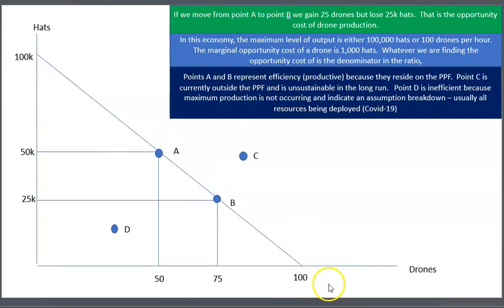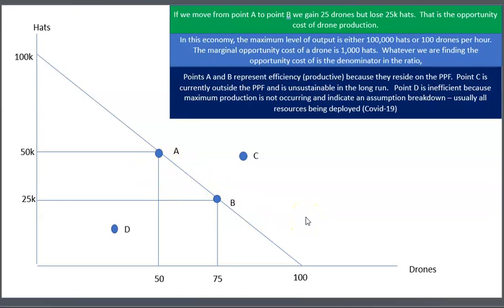How did I get that number? Pretty straightforward. I just keep the line straight to make it simple, but I take 100,000 here, divide it by 100, okay? Whatever we're going to shift our production to is what we're going to want in the denominator, and that tells us that we give up 1,000 hats every time we make a drone, okay? And if you look at the math here, this is pretty straightforward.